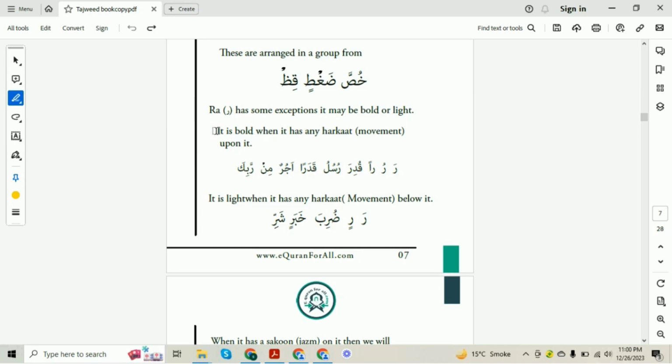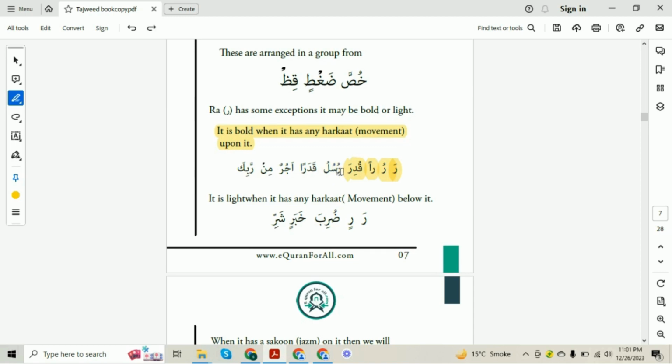Whenever raa has any harakat upon it, then raa will be read in a bold and strong voice. Look at the example. Here raa got a fatha, so we will read raa in a bold and heavy voice. Like raa, if you read it ra, it will be wrong. Then ru, run, qudira. If you read it qudira, then it's wrong.